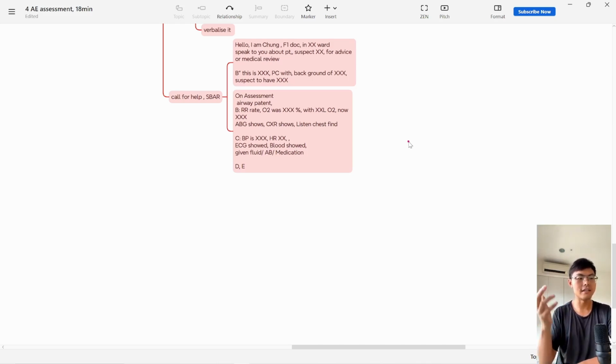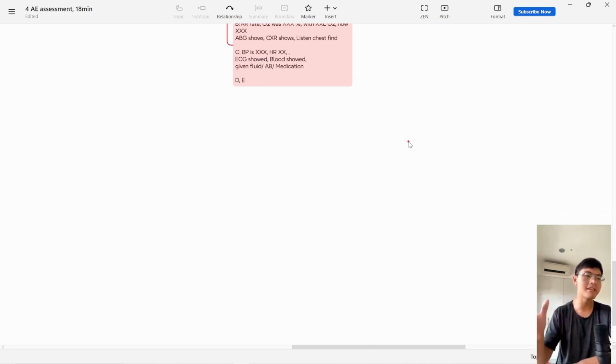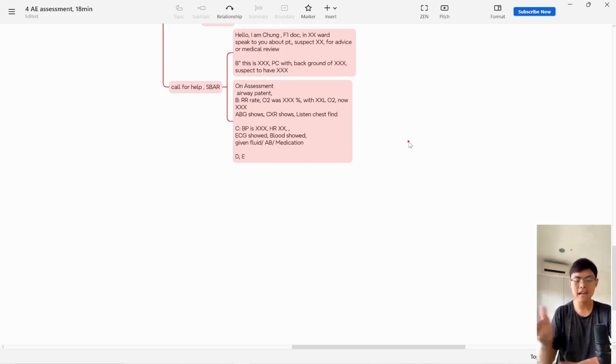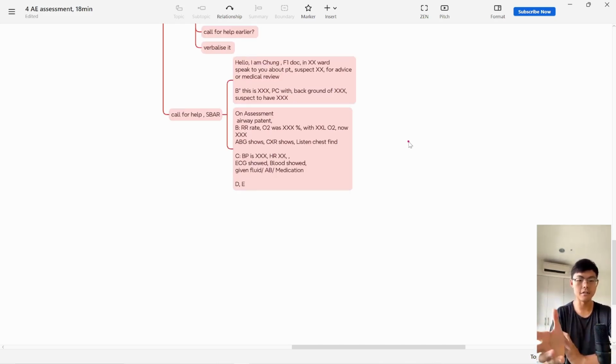C, so blood pressure was this. I gave fluids, how much already. Heart rate was this. ECG shows this. Bloods show this. I've given antibiotics of this, these and these. And then at the end, you just ask them, is there anything else you want me to do? Or can you come and review this patient? Then again, you remind them what kind of things you want. At this point in time, probably the examiner will start questioning about different things.